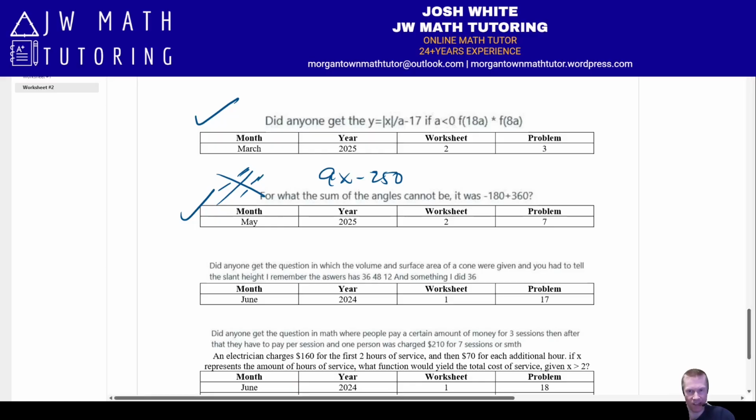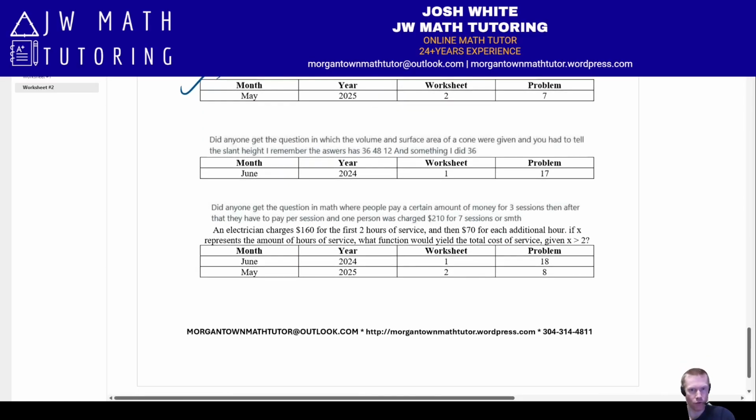There's also reported to be a question about a cone where you're given the volume and surface area of the cone, and you're trying to figure out the slant height. If you want to know how to do that or see a problem like that worked out, check out June 2024, worksheet number 1, problem 17.